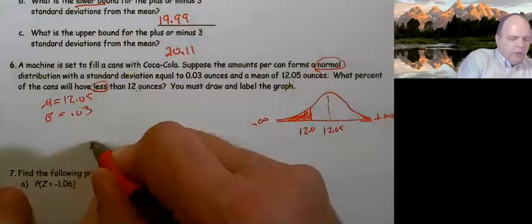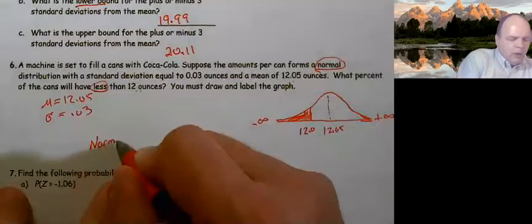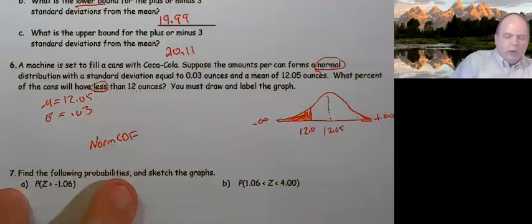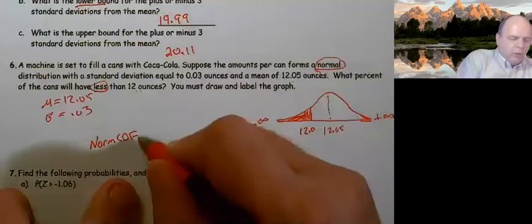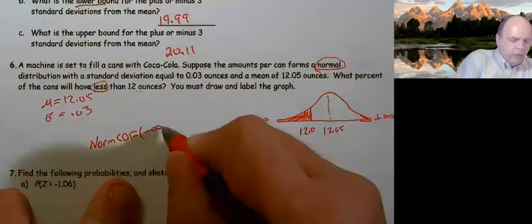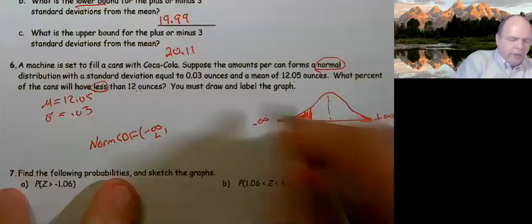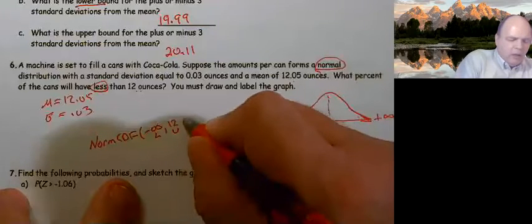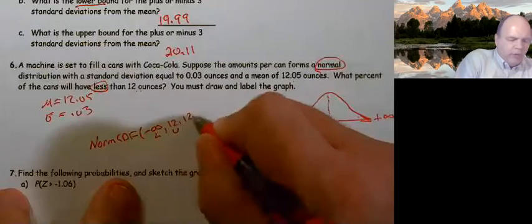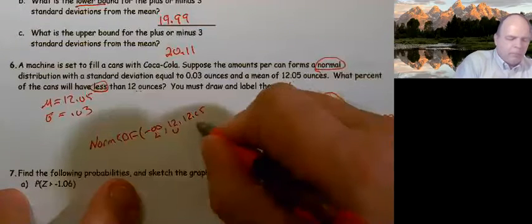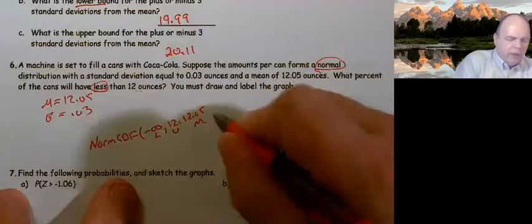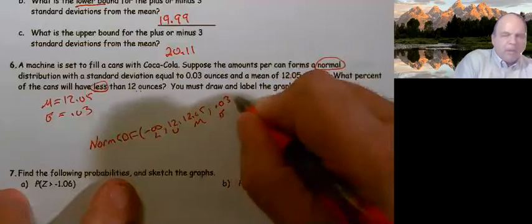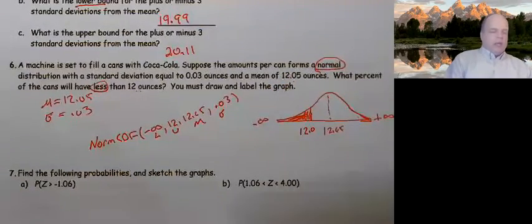All right, so I'm shading off to the left. So I want the norm. And when you're working with the normal, we'll never use a PDF. It'll always be a CDF. Norm CDF, lower bound, which is negative infinity. My upper bound, the highest part that I shaded, which is 12. My mean, which in this case is 12.05. Sorry that this is going uphill the way it is. And the standard deviation, which is 0.03. All right, so we're going to type that into the calculator.